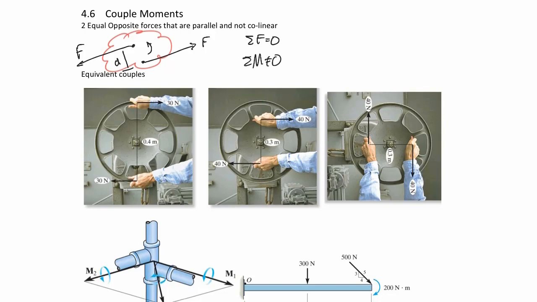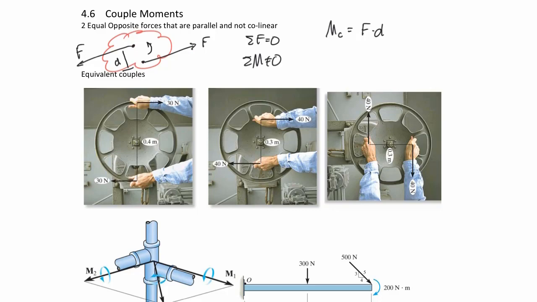The moment which is causing that rotation, the moment caused by the couple, is equal to the force times the distance. Now, is it just one of the forces or both of the forces? Well, in this case, you just have to consider one of the forces and the distance between them.